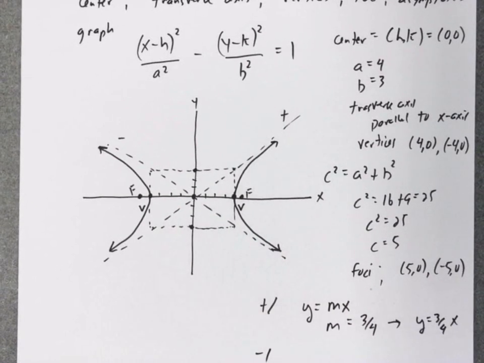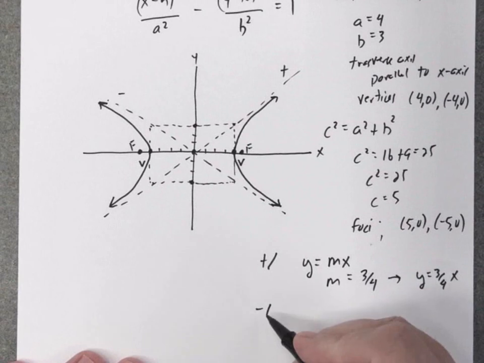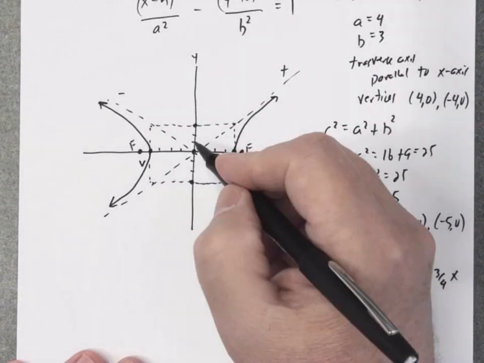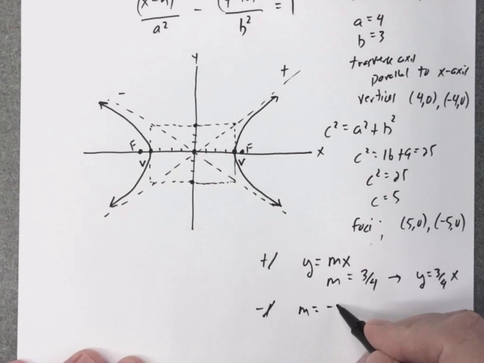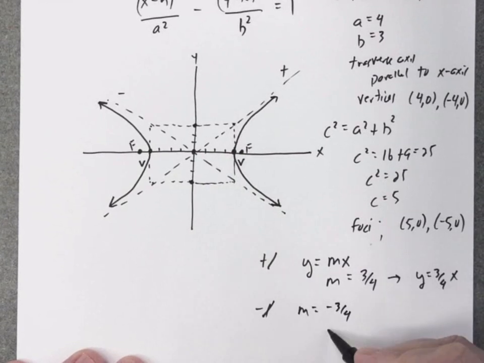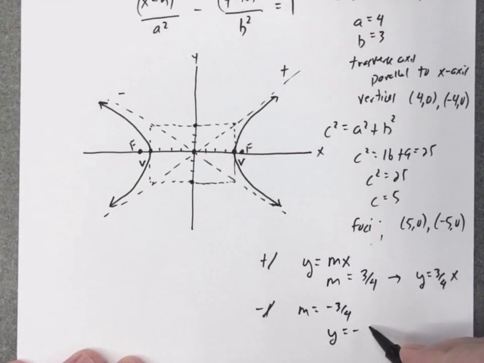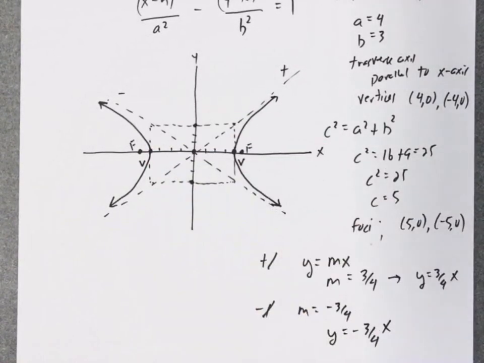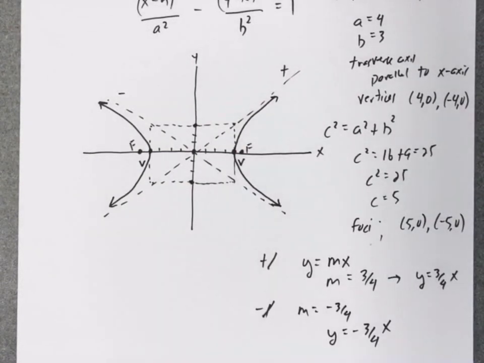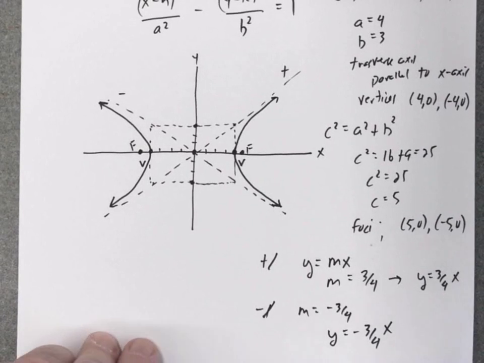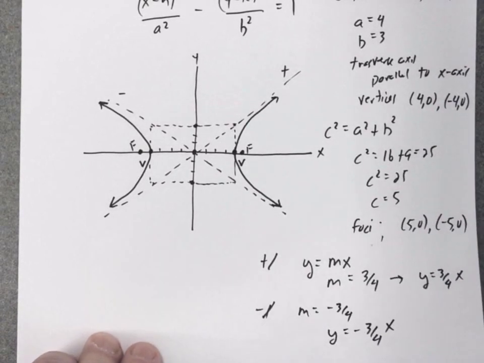And if you do the equation for the negative asymptote, it turns out your slope is going to be -3/4. So the equation for this asymptote is y equals -3/4 x. And then here we've already created the plot. All right, so that's all the information that they're asking about.